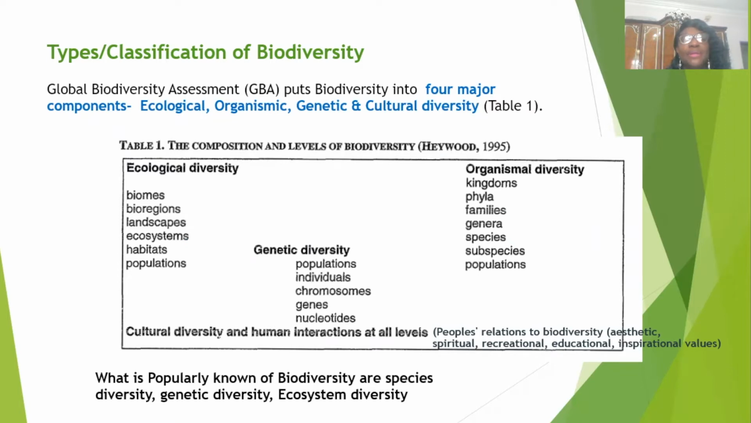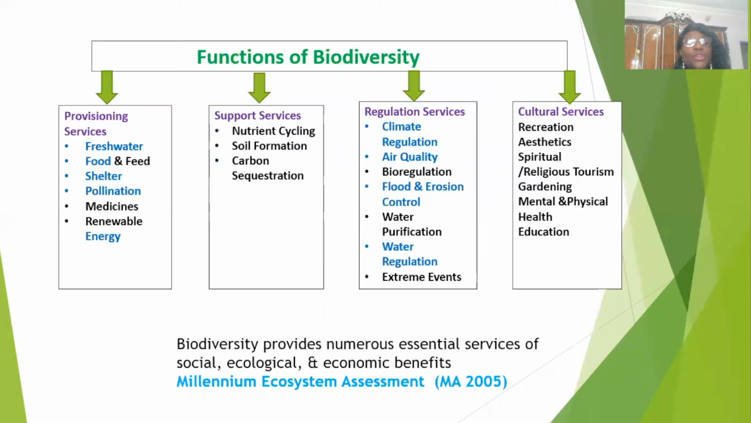Types or classification of biodiversity. Global biodiversity assessment puts biodiversity into four major components: ecological, organismic, genetic, and cultural diversity. Ecological diversity refers to landscapes, ecosystems, habitats, etc. Genetic diversity includes genes, chromosomes, etc. Organismal diversity refers to the taxonomic units to which species are assigned, for example, kingdoms, phyla, or divisions. Phyla is used for animals, while division is used for plants. Then families, genera, species, etc. Cultural diversity refers to people's relation or interaction with biodiversity. What is popularly known of biodiversity are species diversity, genetic diversity, and ecosystem diversity.